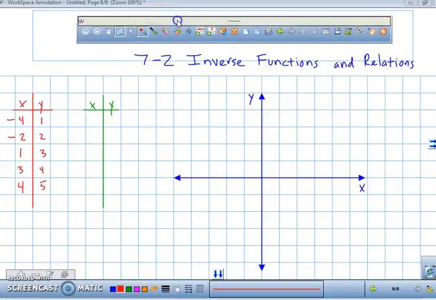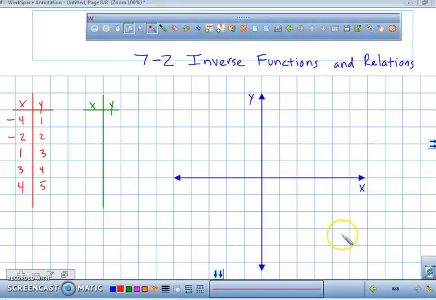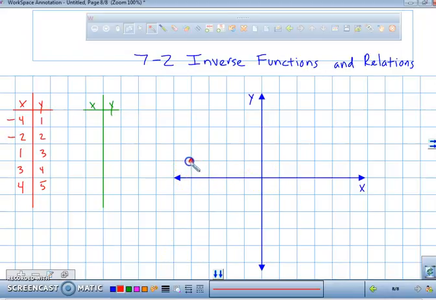All right, today we're going to be talking about inverse functions and relations. What I'd like you to do right now is make a little coordinate grid. I've given us some ordered pairs to plot, so we're going to plot those right now. We're going to go -4, 1, right there. -2, 2, put it right there. 1 and a 3. 3 and a 4. And 4 and a 5.